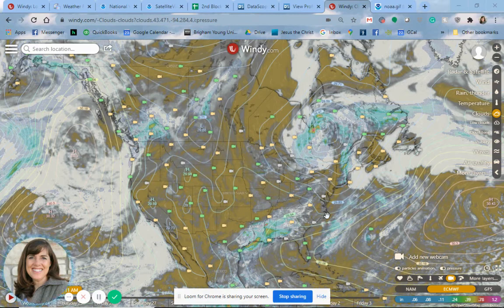Hi class, since this week we are talking about larger systems, fronts, and global circulation, I thought what might be interesting is for me to show you some of the maps and then have you pick out fronts. So I'll show you some tools to use, and then below, if you figured out where you think you see a front, respond in the forum below.